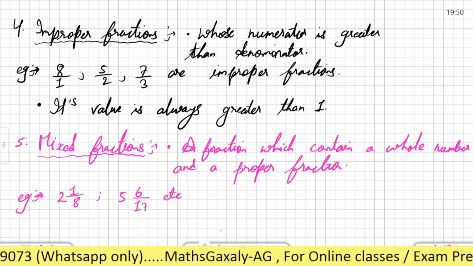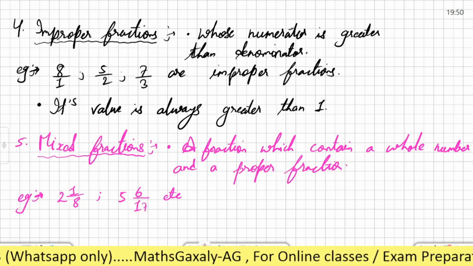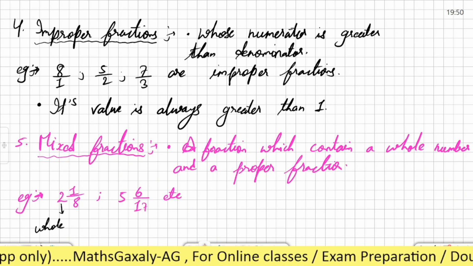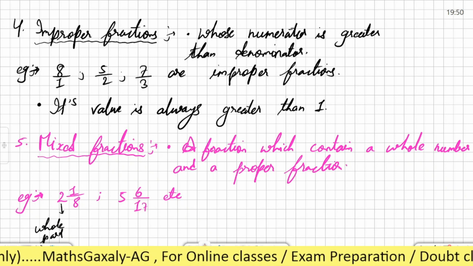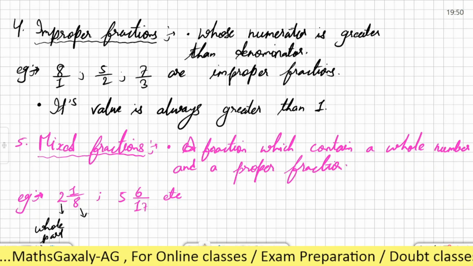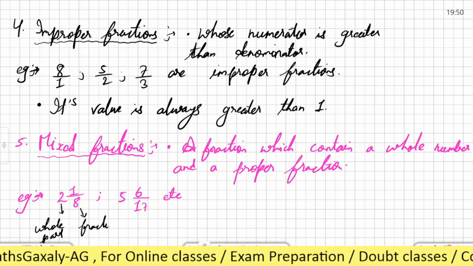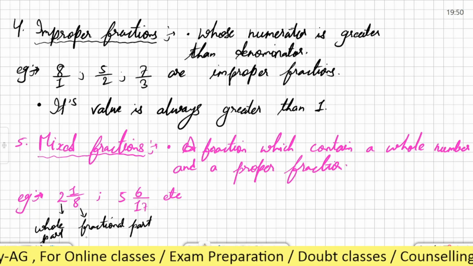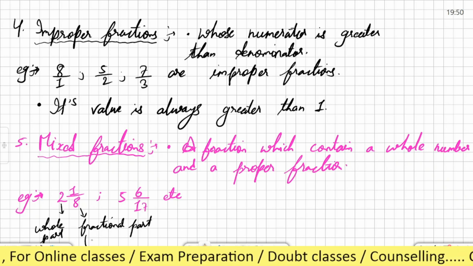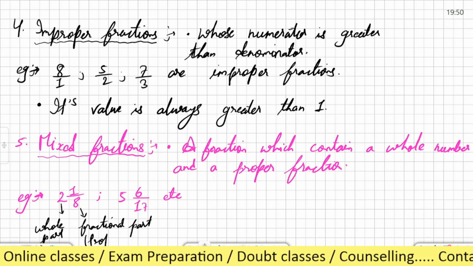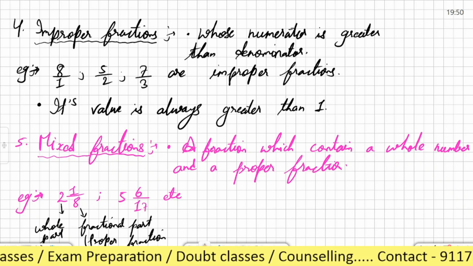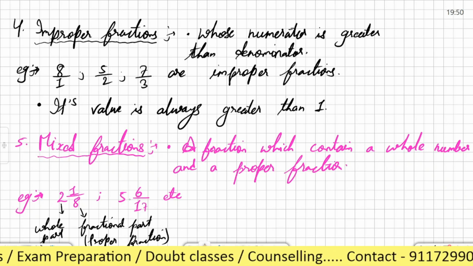Right? So let's see here. This 2 is the whole part, whole part or whole number, and this 1 by 8 is the fractional part. Which part? Fractional part. And what type of fraction? It is a proper fraction. Okay, is it clear now?